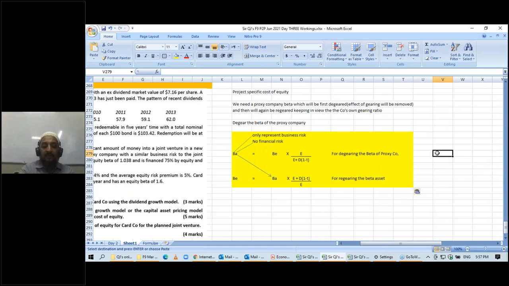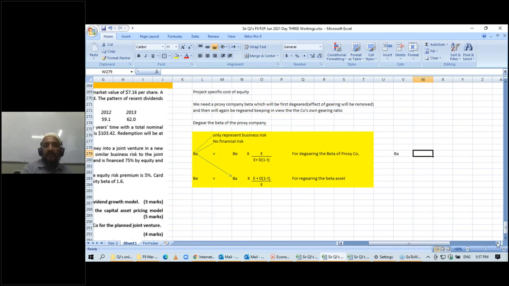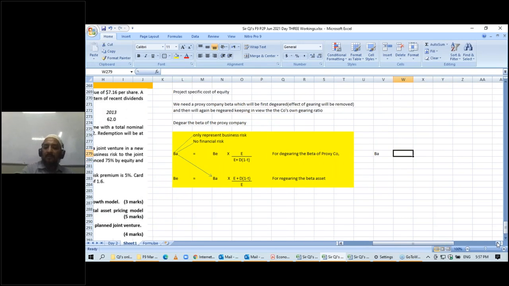De-gearing means calculating beta asset. Beta asset means only business risk remains. Beta asset is also known as beta ungeared. Ungeared beta means no financial risk effect, only the business risk is in there, right? And BE means beta equity, which is the geared beta. So the proxy company's geared beta is 1.038, right?